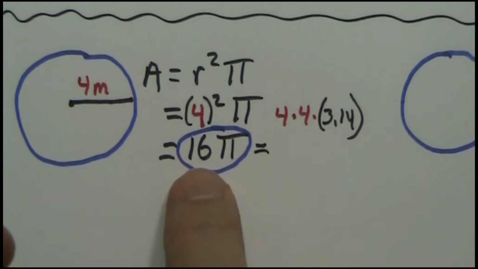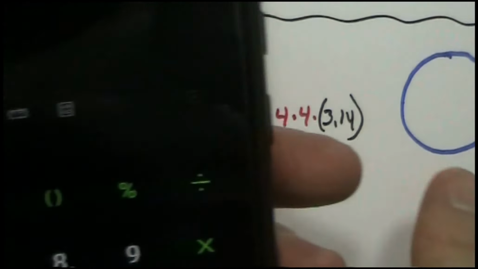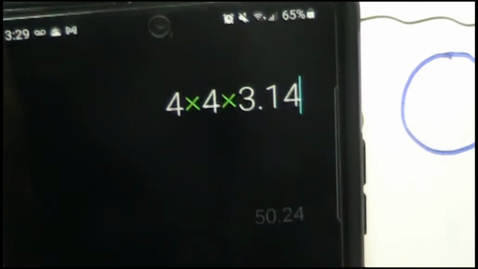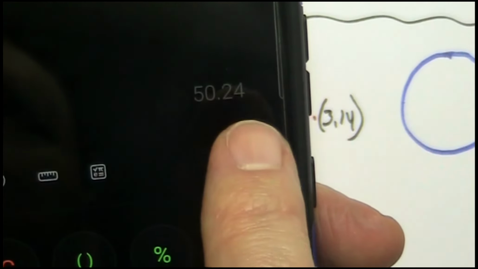And remember, 16 is 4 times 4, right? 4 times 4 times 3.14. So I'll enter that in. 4 times 4 times 3.14. And the answer is 50.24.